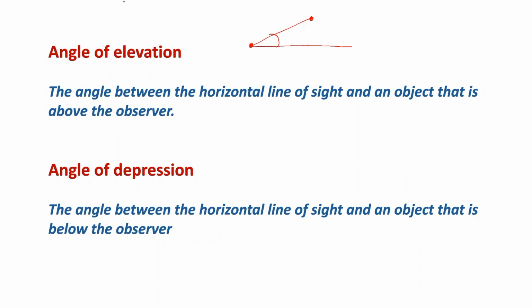And what about here? The angle between the horizontal line of sight and an object that is below the observer. If the observer is here and he is looking at something below him, it makes some angle. Here also we draw a horizontal line with the observer and a line to the object. This angle is the angle of depression. If you understand this, we can do the next two questions.